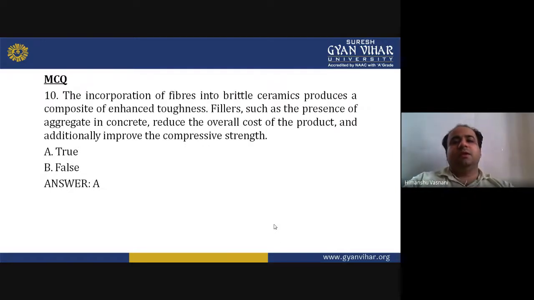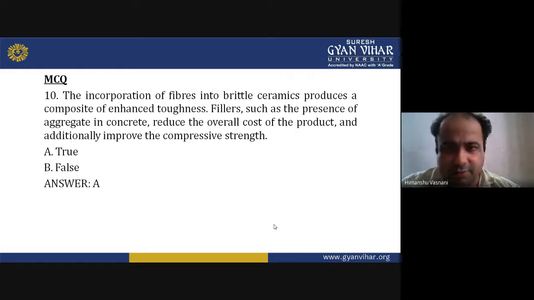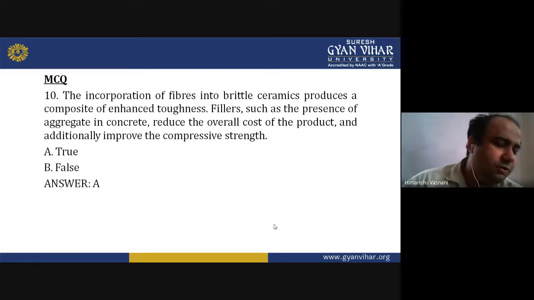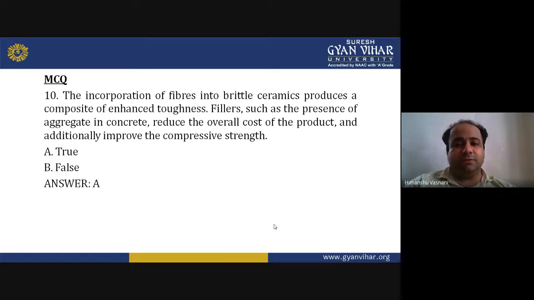A is the answer. The incorporation of fibers into brittle ceramics produces a composite of enhanced toughness. Fillers such as aggregate in concrete reduce the overall cost of the product and additionally improve the compressive strength. So I think it's true. A is the answer.